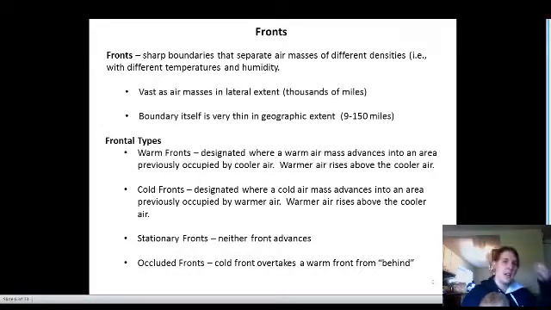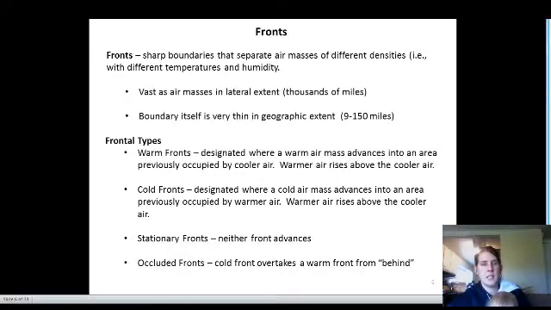They are as large as air masses in lateral extent, so it's a line, it's a boundary, like a linear boundary between them, so they can extend for thousands of miles along that boundary. But the boundary itself is very thin in extent, only about 9 to 150 miles wide, so it's extremely long but very narrow.